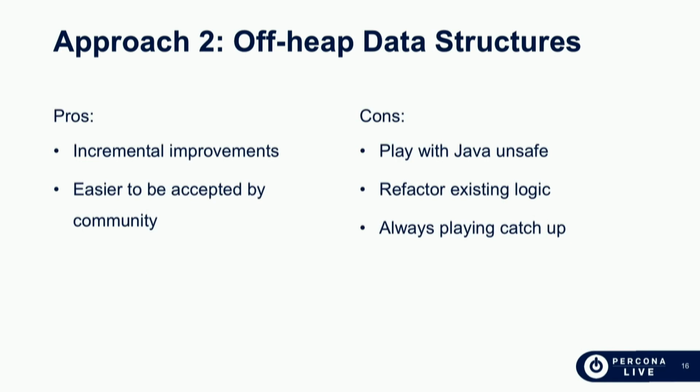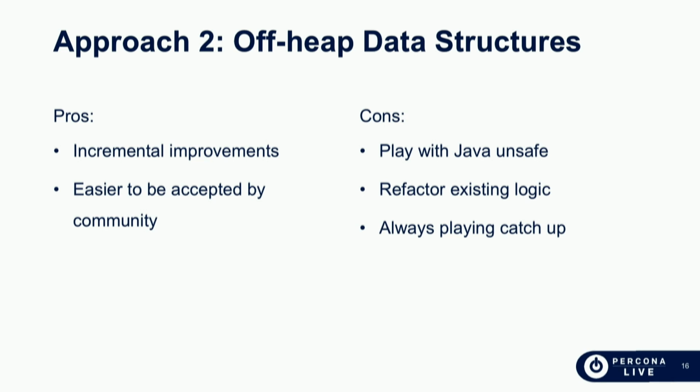So for this approach, the pros are that there are incremental improvements. We can get X% of gains by converting each data structure to be off-heap. And potentially, they are easier to contribute back to the Cassandra community.